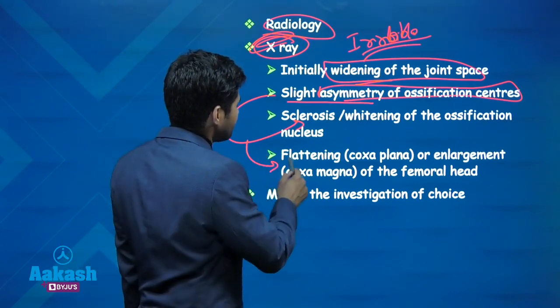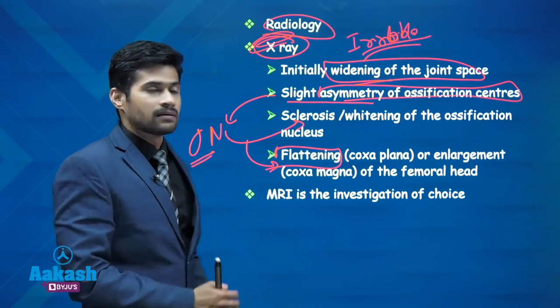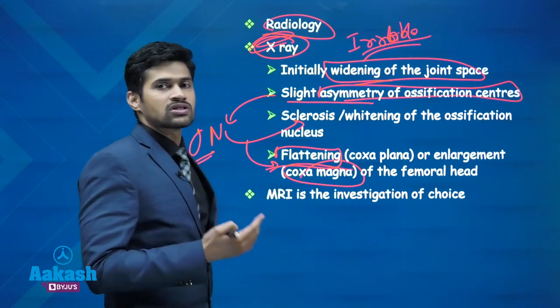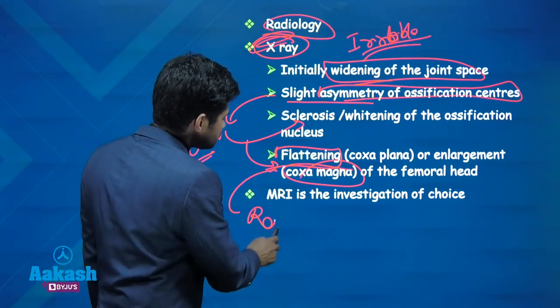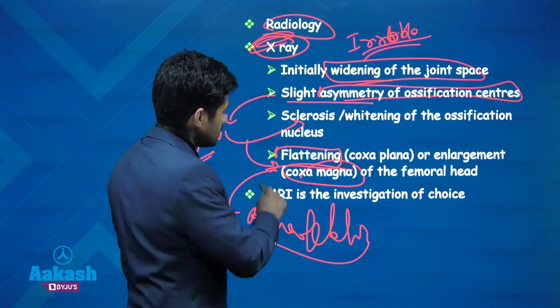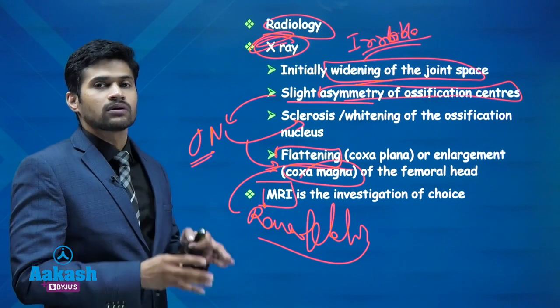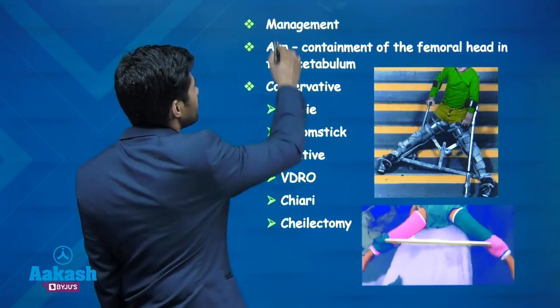And ultimately there will be flattening of the femoral head, and if it gets blood supply again, then it can become a bigger head also during the process of remodeling. So that will give rise to coxa magna. And remember, MRI is the investigation of choice because that will tell us about the lack of blood supply to the femoral head. How do we manage?